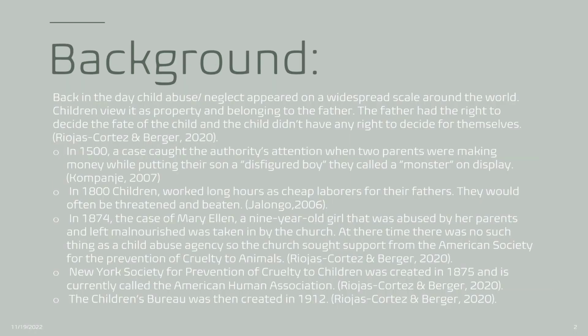This is some background on child abuse and neglect. Back in the day, child abuse and neglect appeared on a widespread scale around the world. Children were viewed as property and they belonged to the father. The father had the rights to decide the fate of the child, and the child didn't have any rights to decide for themselves.